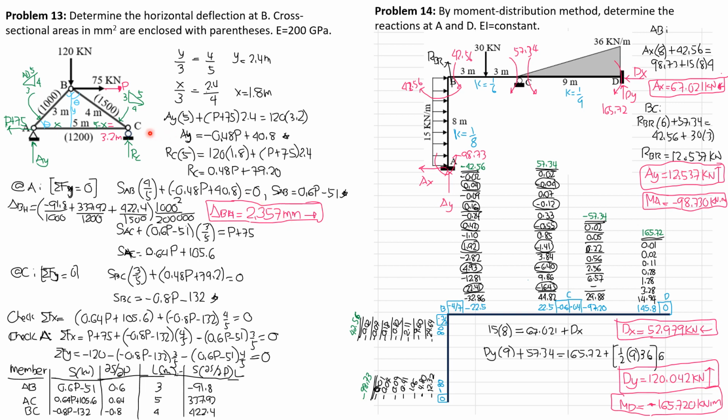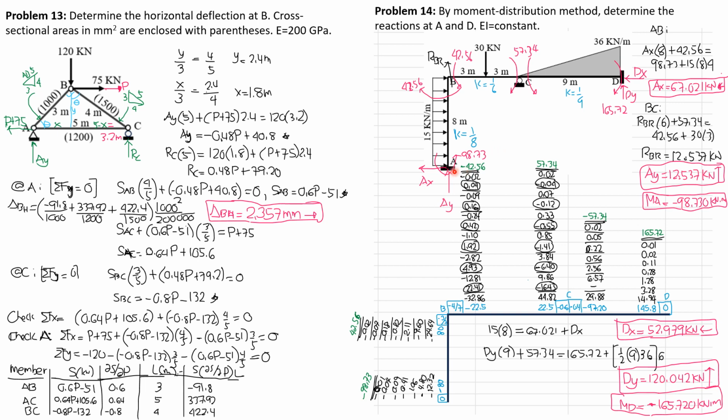Since it is positive, it is rightward. So that's it for problem 13. For problem 14, by moment distribution method, determine the reactions at A and D. So A and D only. Some of you were not following instructions. You still compute RC. I'm not mentioning reaction at C there.